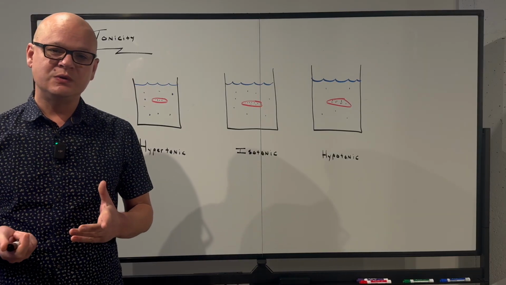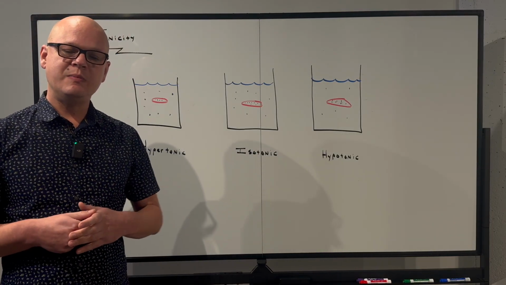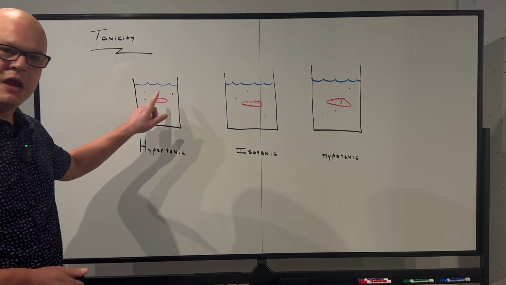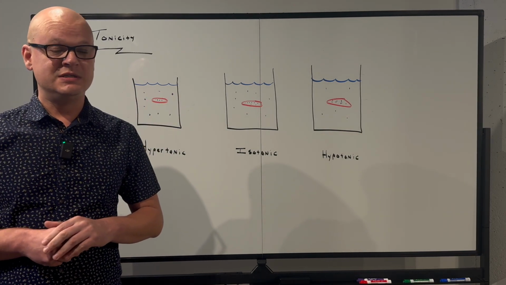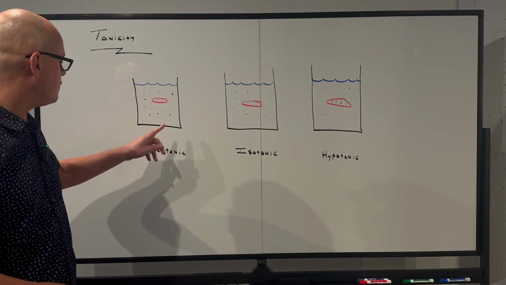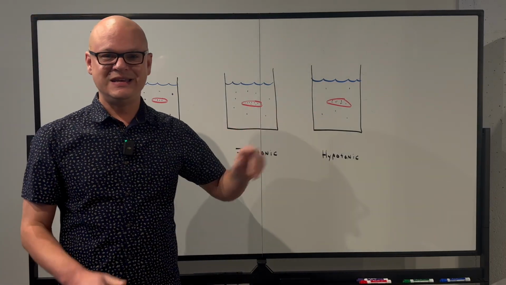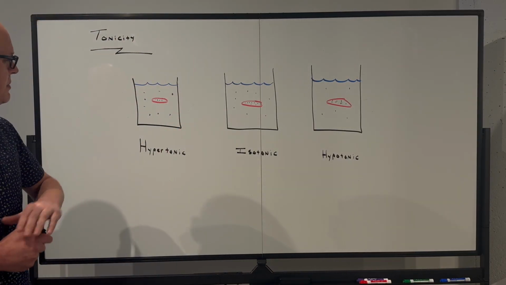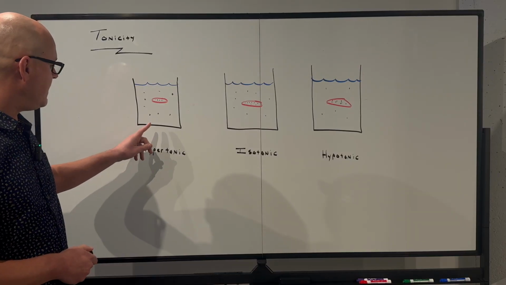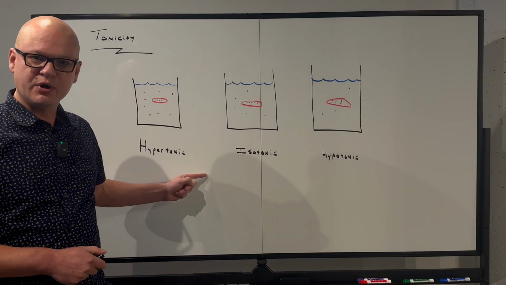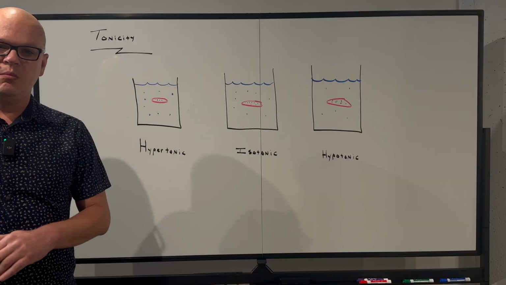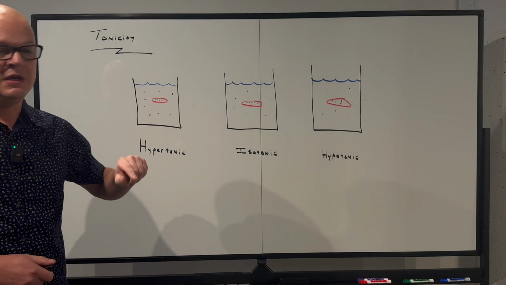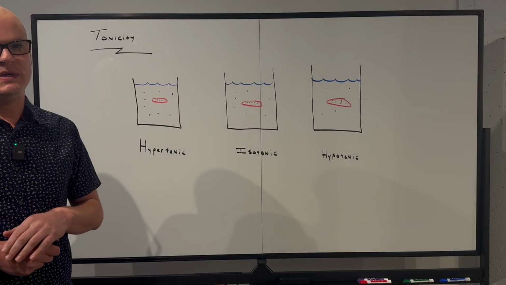And so the way that these solutions are named is going to be based on the concentration of solute in the surrounding solution. So not what the concentration is inside the RBC, but the concentration of solute that is in the solution surrounding the red blood cell. So in beaker number 1 here, we have a solution that is considered hypertonic. So hyper meaning more. We have more solute surrounding the RBC than is inside the RBC.